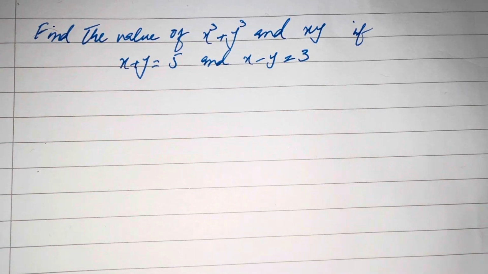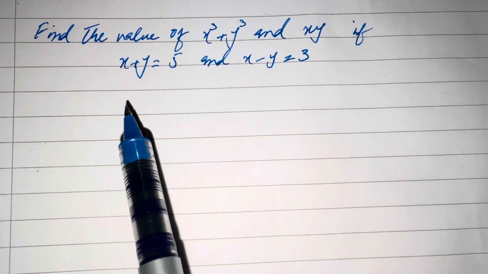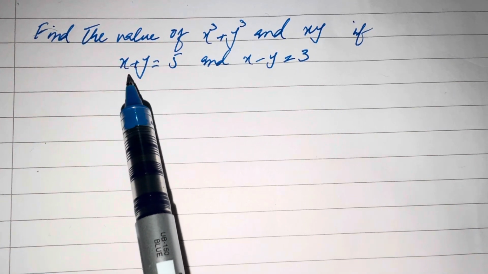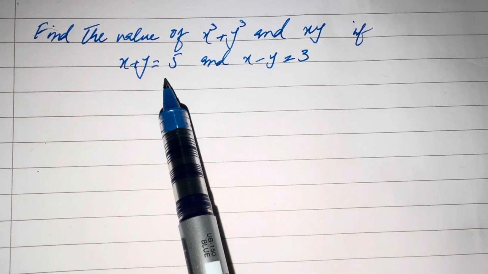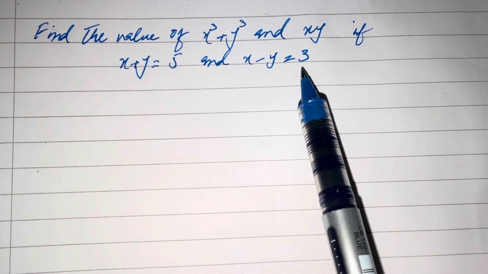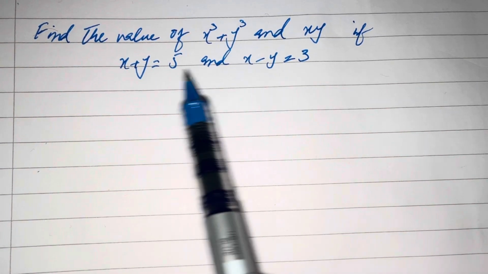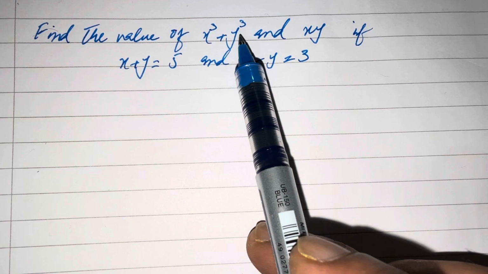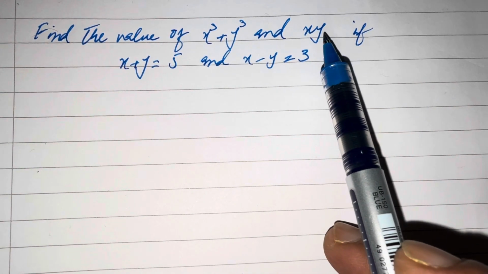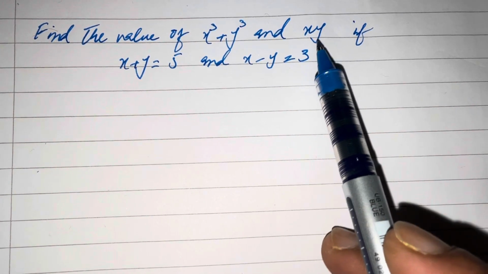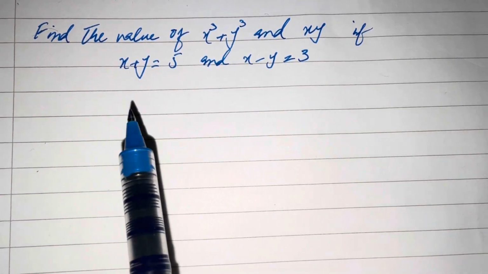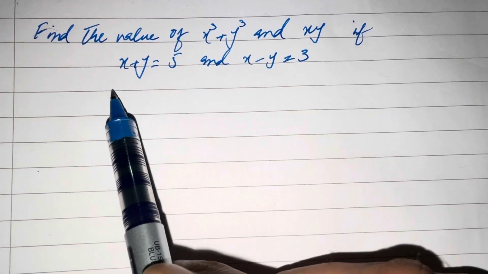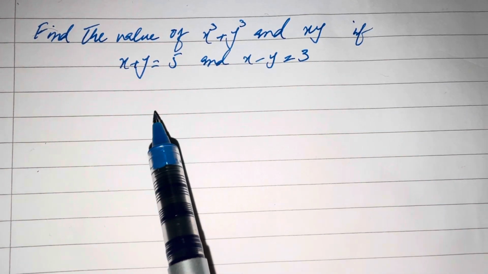By looking at this question, there is a technical way to solve it. How can we solve this question? Let's think about that. The values are given: x plus y is equal to 5 and x minus y is equal to 3. So these are the two equations that we have to use to find the value of x cube plus y cube and xy. We are going to find the easiest way to find the values.